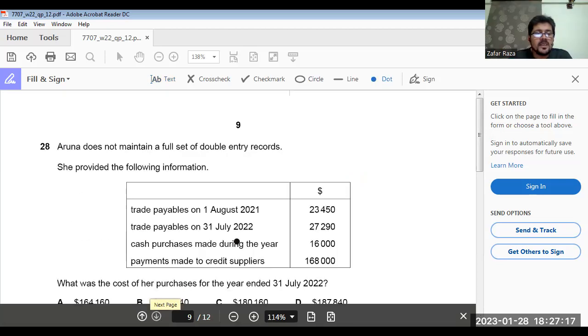Okay. Now come to 28. Aruna does not maintain a full set of records. She provides the following information. Trade payables at 1st August, trade payables at 31st July 2022, cash purchases made during the year, payments made to credit suppliers. What was the cost of her purchases for the year ended 31st July 2022? Now we have to calculate total purchases. For that purpose, payments made to suppliers 168,000 plus trade payables at end 27,290 minus payables at start 23,450 plus cash purchases 16,000.